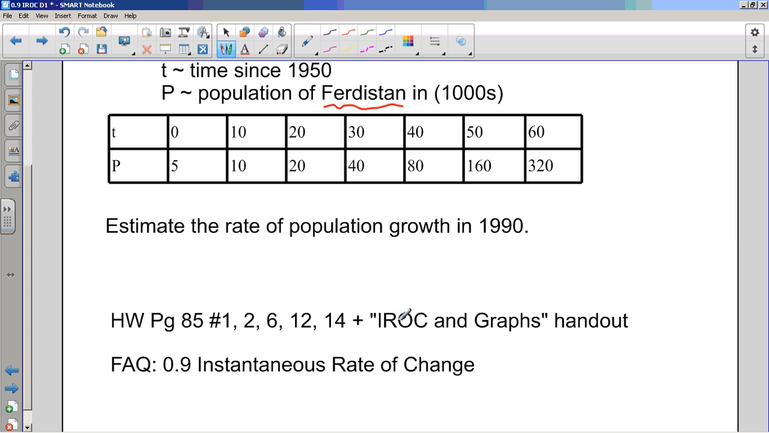Okay, there's only a few. Oh, and there's a handout too. This is a huge day. Big day today is you'll have to do this handout in class as well as the FAQ. Big day. Wow. But that's it.